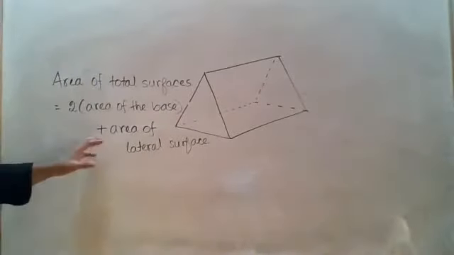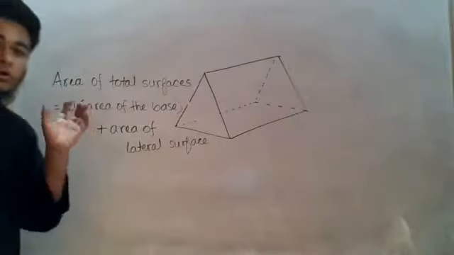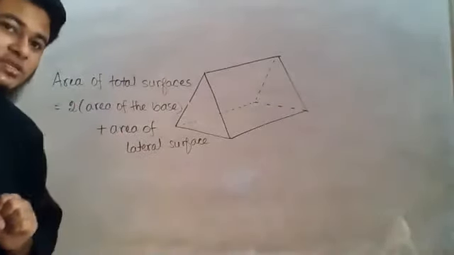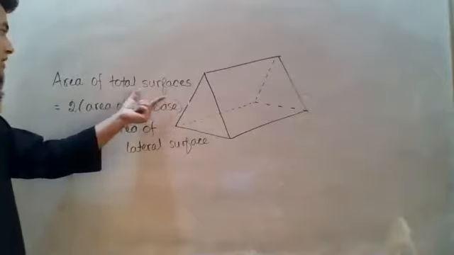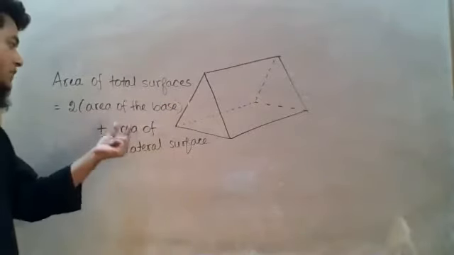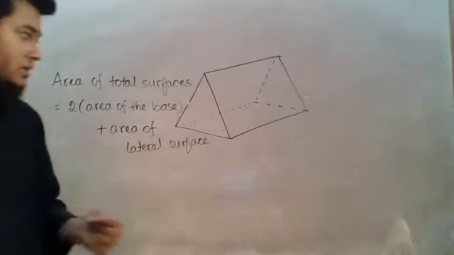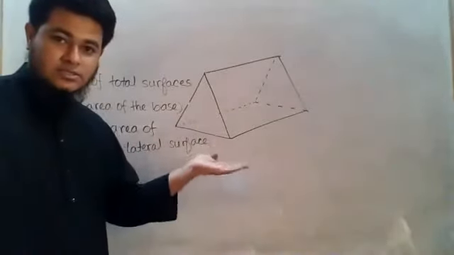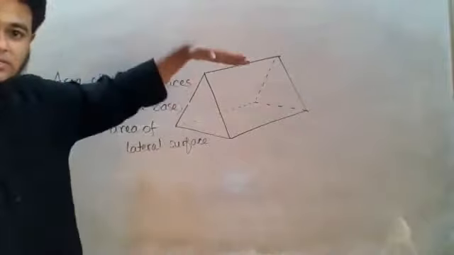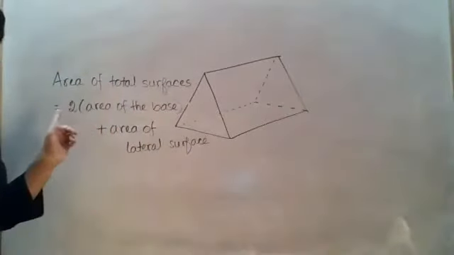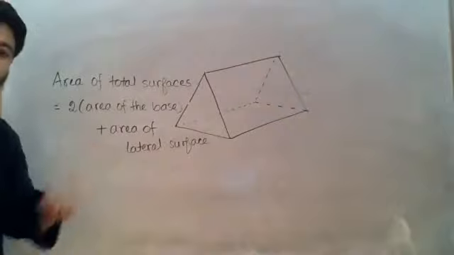Acha. So here I have written the formula that is mentioned in the book: area of the total surface is equal to 2 into area of the base plus area of the lateral surface. You might be thinking there is only one surface at the bottom. There is no such similar surface from the top. Then why are we multiplying 2 with the area of the base?